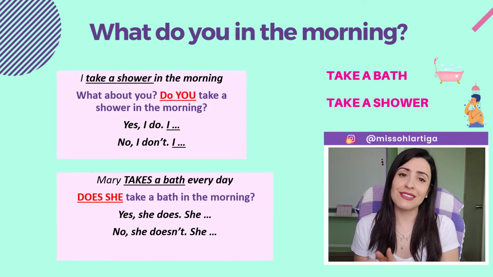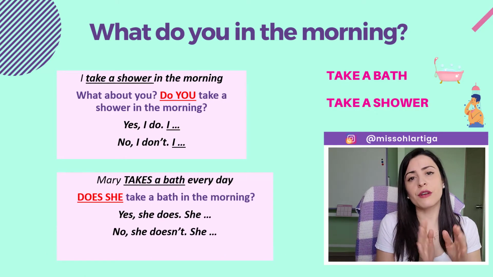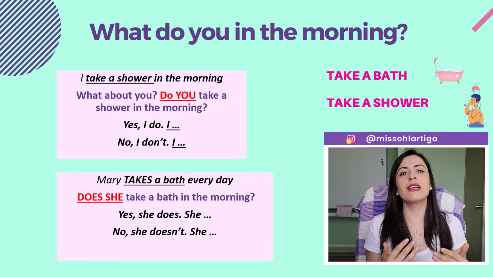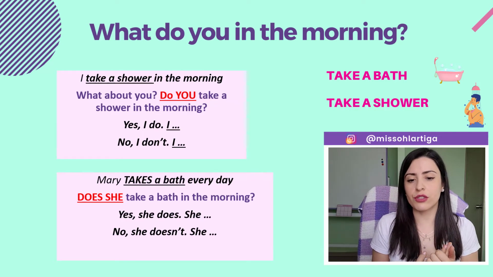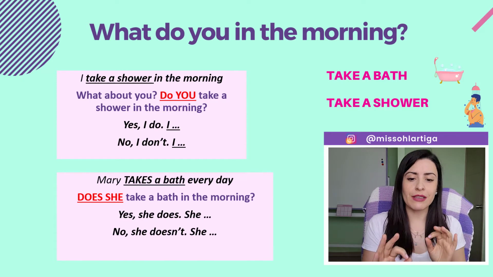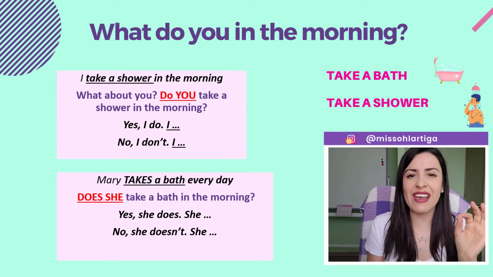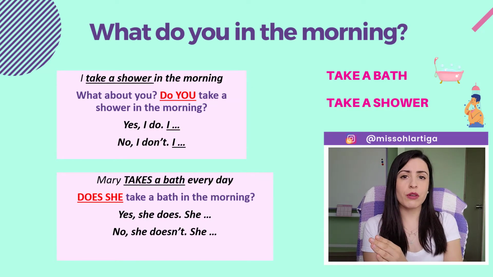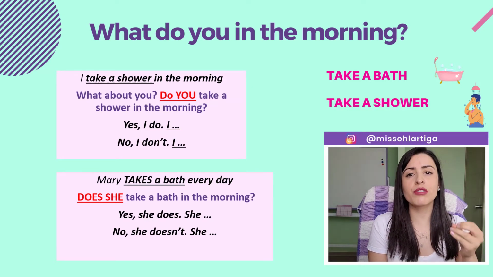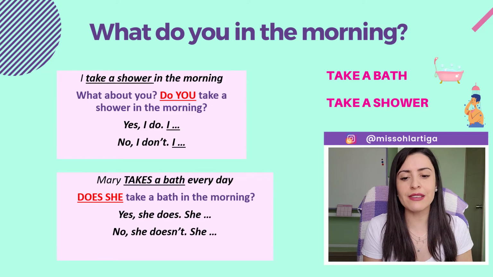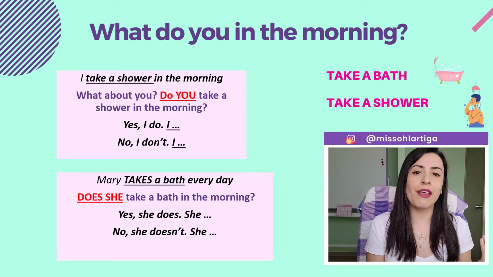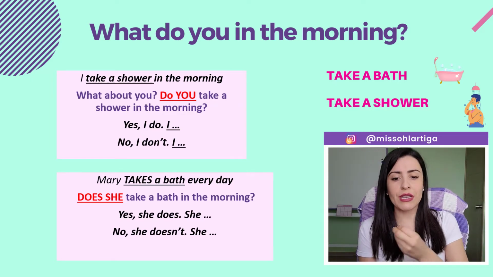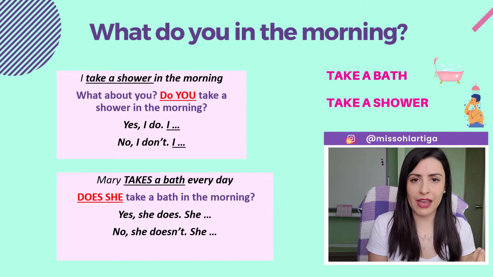Well, in this sentence, we use a different subject, but we're still using the same structure. Remember that we have to add the S sound, right? Mary takes a bath. If you want to talk about the third person, remember to add the S, right? Mary takes a bath every day.